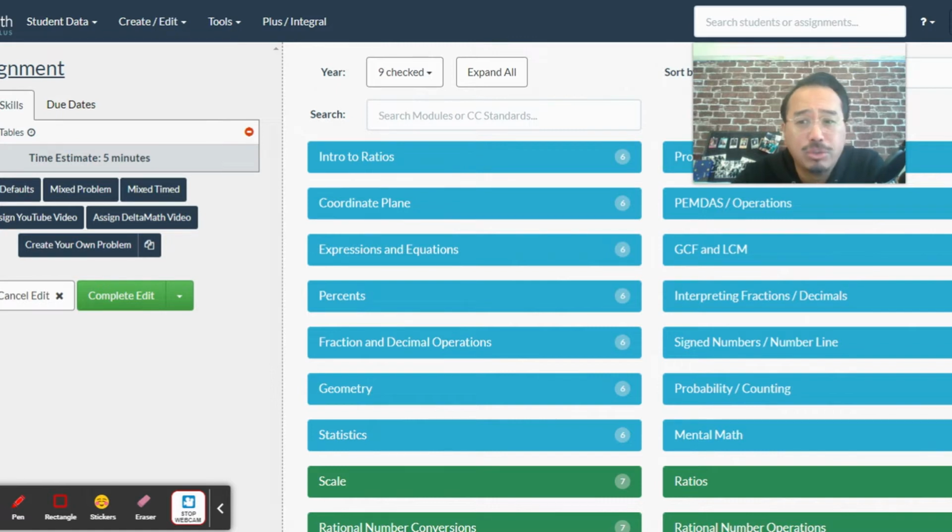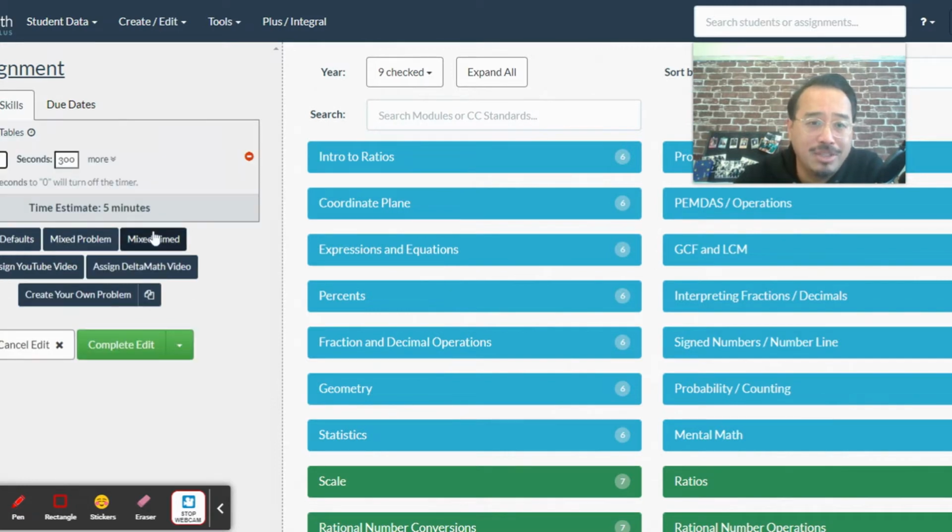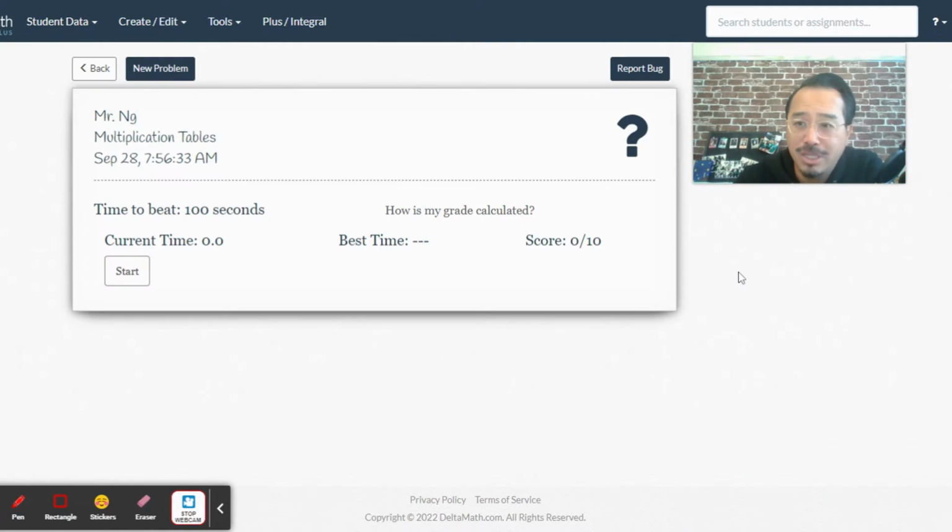Tonight's homework is a little bit tricky, not because the math itself is tough, but because I need to teach you how to use this on Delta Math. It's a bit like a game, where it's not very straightforward. So here's what you do. As you see on the screen, this is a multiplication table activity, homework slash quiz.